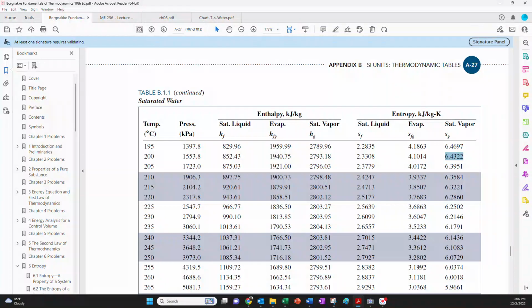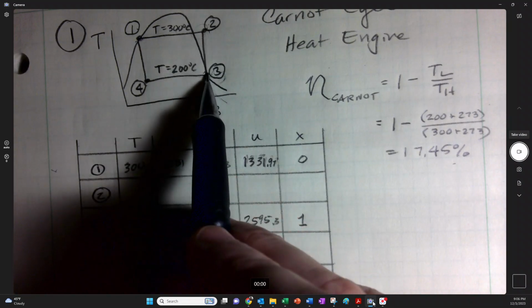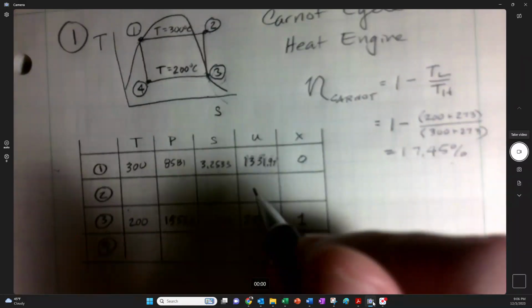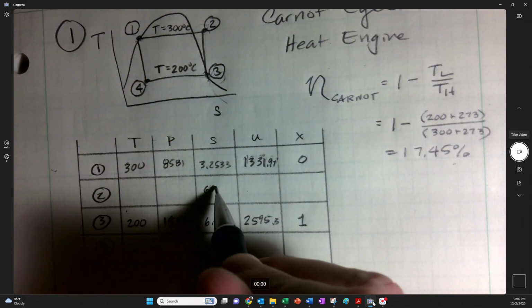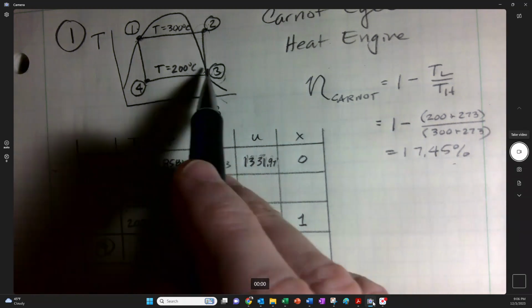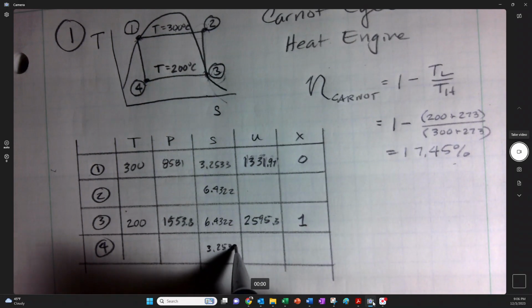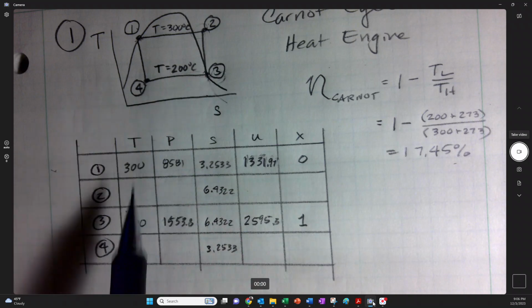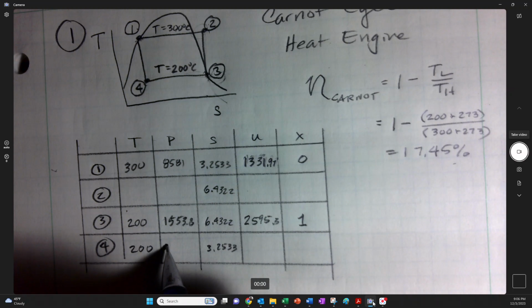Now, the other 2 points that we have onto this are going to be found by going isentropically from 3 to 2, right? We're actually moving from 2 to 3, but this needs to have the same entropy. So for this, we'll write this right here. He's going to be 6.4322, and then the same is true for 1 to 4. So that's going to be 3.2533. Now we need to look this up. Some things we should know on the 200, right there, 0.4, that should also be 200, right? And should have the same pressure as 3, so 1553.8.